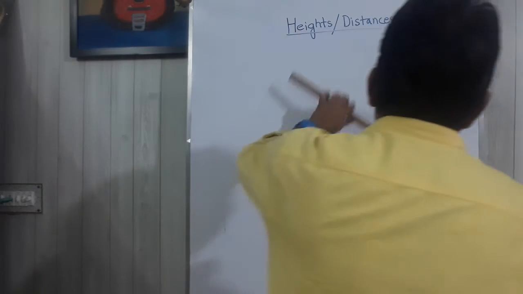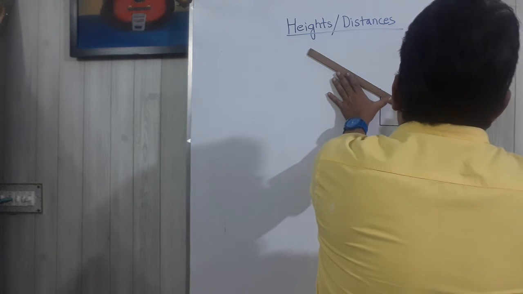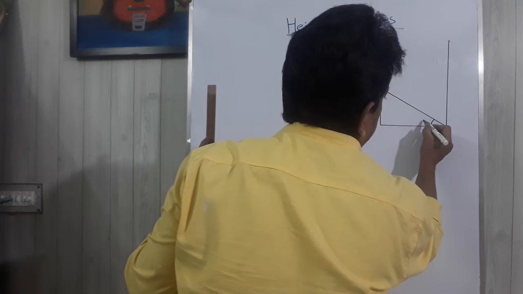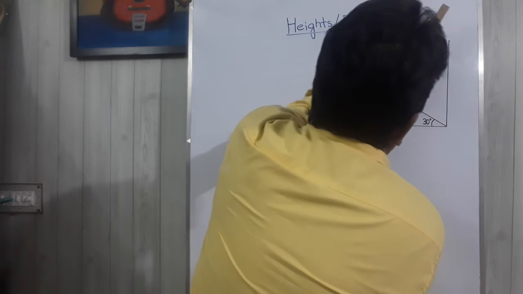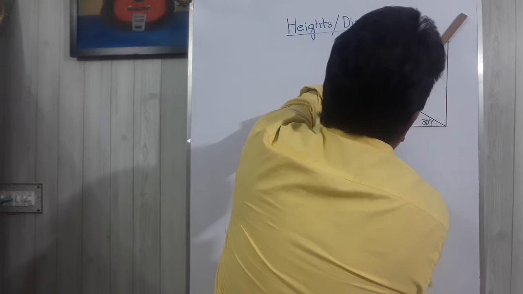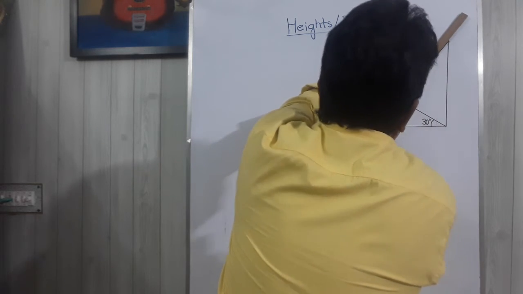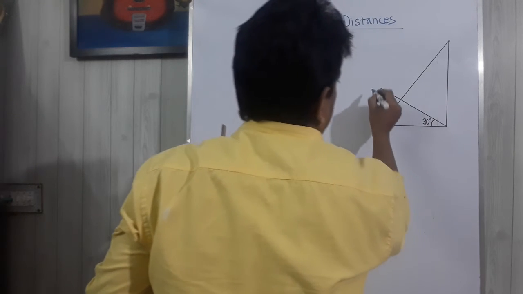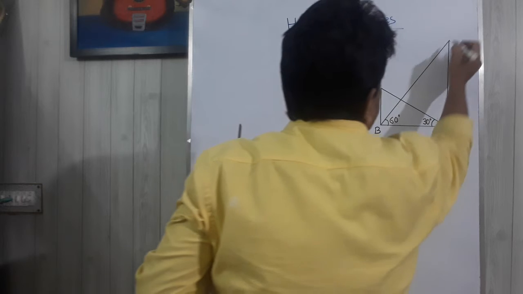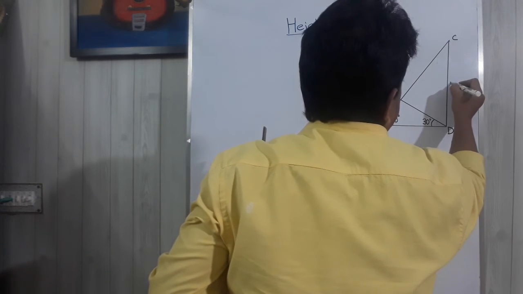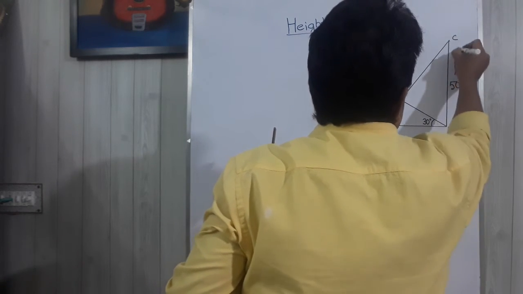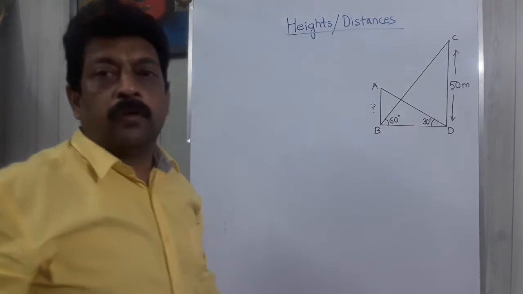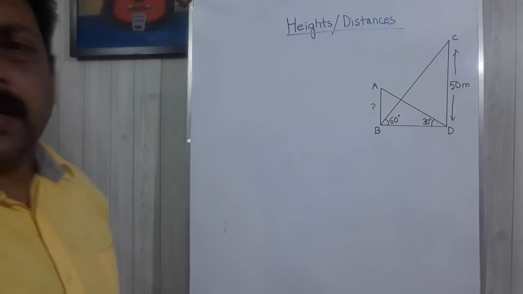Okay, so here the angle of elevation of the building from the foot of the tower is given 30 degree, and the angle of elevation of the top of the tower from the foot of the building is 60 degree. Let the building be AB and CD be the tower, and its height is given 50 meter. We have to find the height of the building. Understood? So this is the simple type of question.